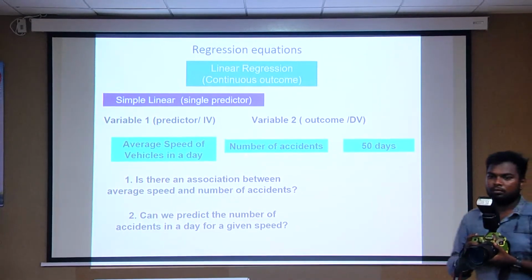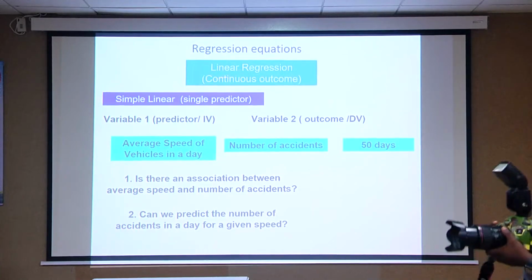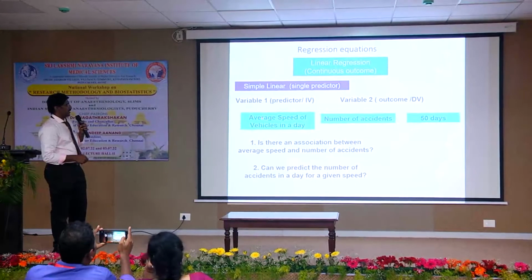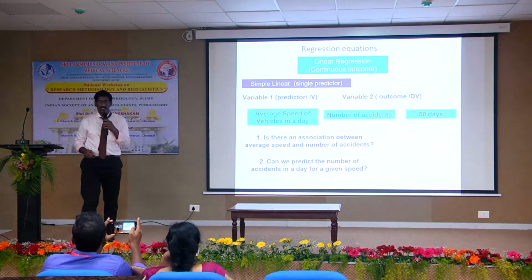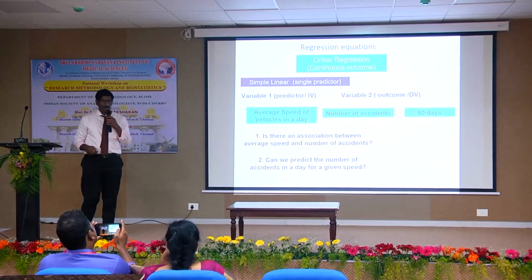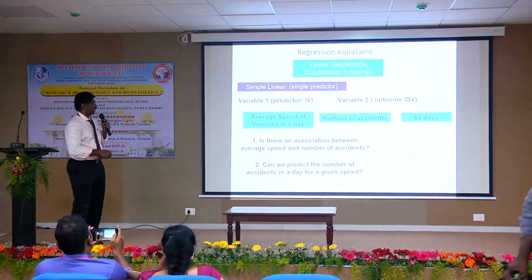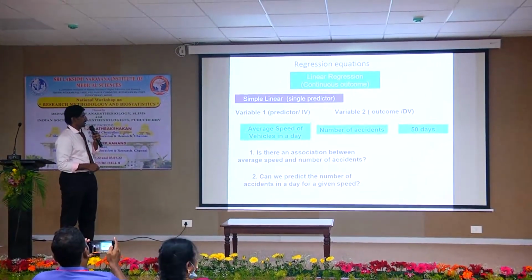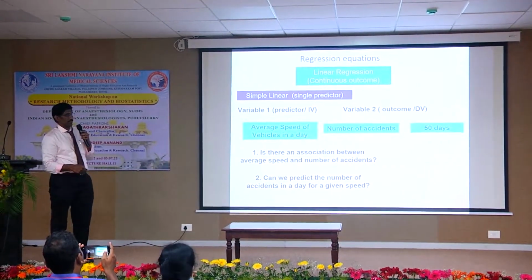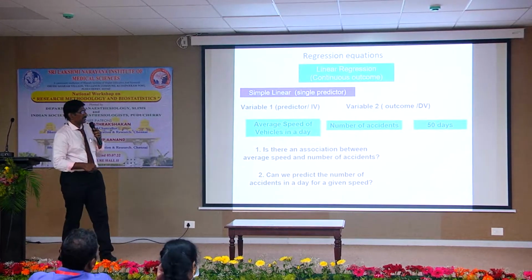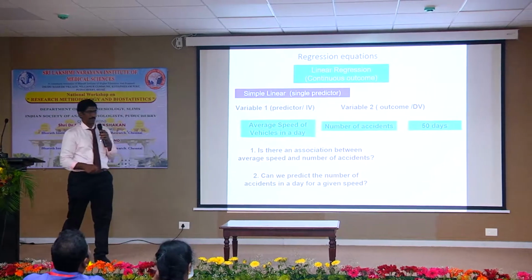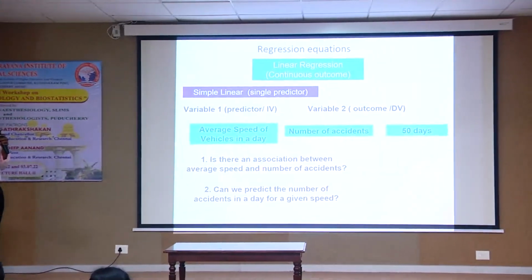Here we will discuss simple linear regression. The predictor is the average speed of vehicles in a day. I am the traffic inspector of a National Highway. I am measuring the average speed of vehicles in a day and the number of accidents on that day. I am observing these two parameters over 50 days, and I ask two questions.